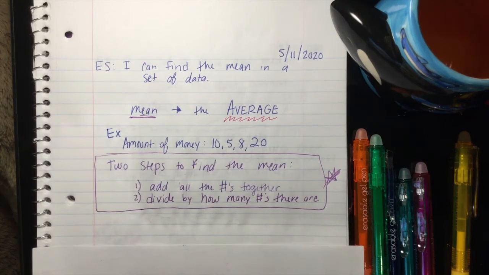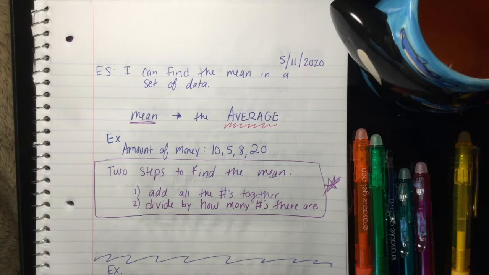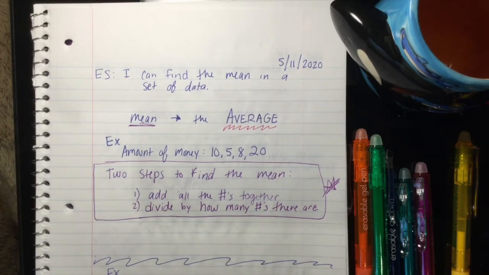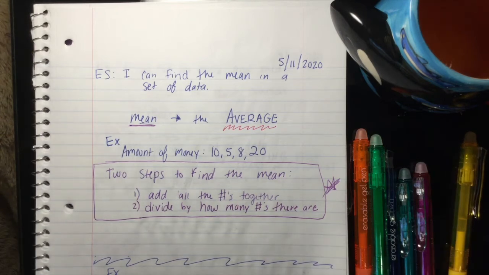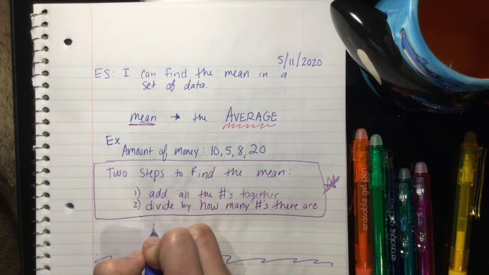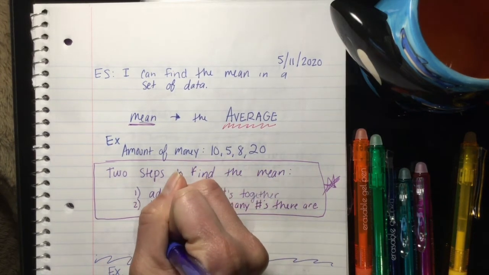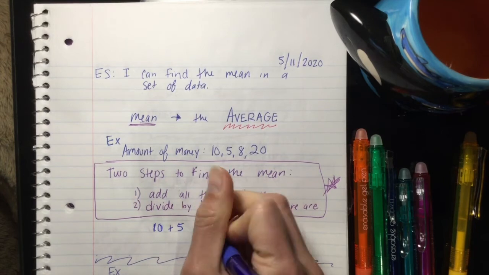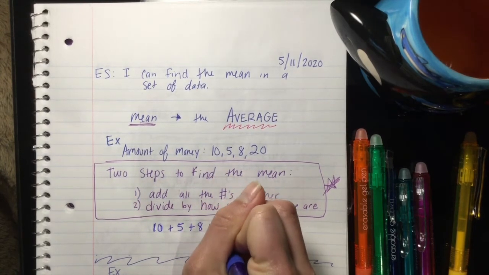Basically I have the amount of money. And there are 2 steps in order to find the mean. We take a look at our data, we add up all the numbers together in the data set, and then we divide by how many numbers there are. So let's take this step by step. We're going to add all these numbers together: 10 plus 5 plus 8 plus 20.